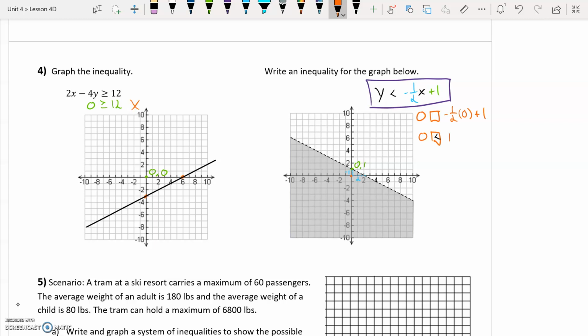So if this point makes the inequality false, every other point on that side of the line makes the inequality false. That means the other side of the line contains the xy values that make this inequality true. And you could pick any coordinate point off of this side of the line that I've shaded in blue, put the xy value into that inequality, and it should make that inequality true. I'm going to leave that part up to you if you want to do that.